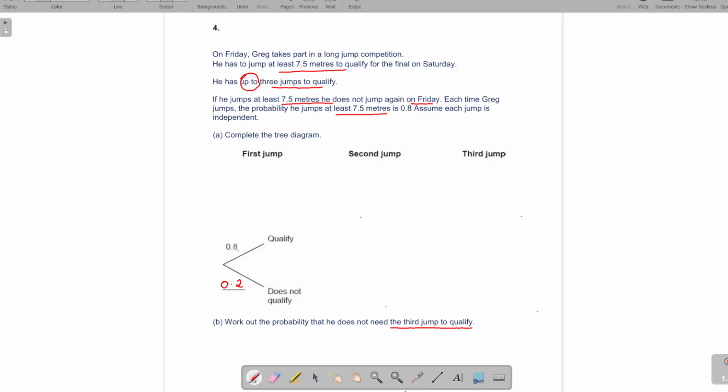This one has got to do the second jump. So if he doesn't qualify on the first one, he has a second go. So he's qualified and does not qualify. So again 0.8 and 0.2. If he does not qualify on the second jump, he has another chance. Qualify, does not qualify. So that is 0.8, 0.2.